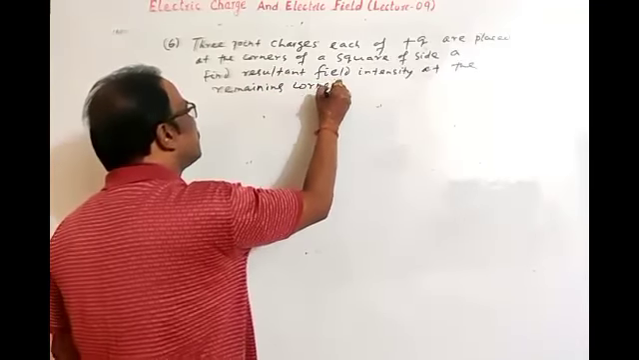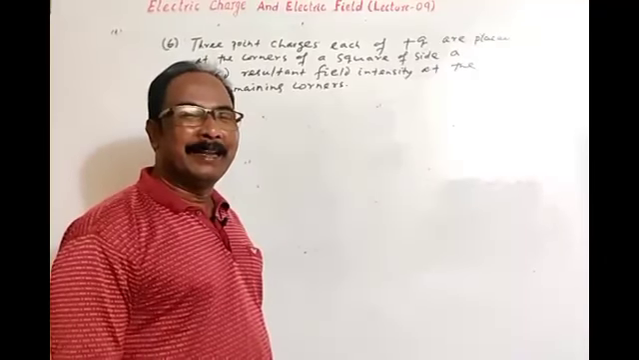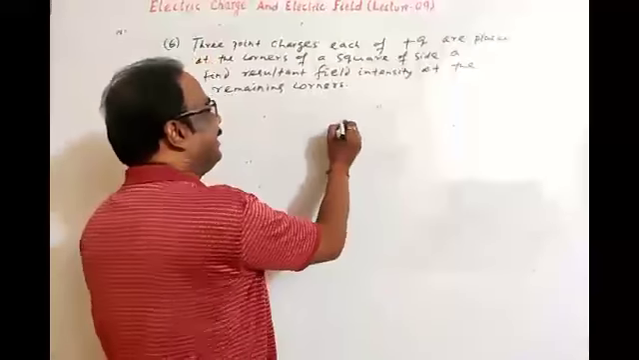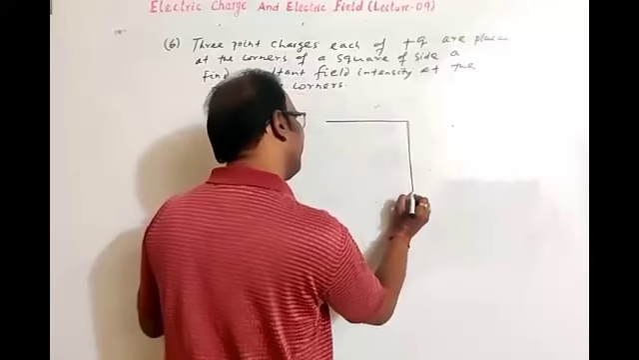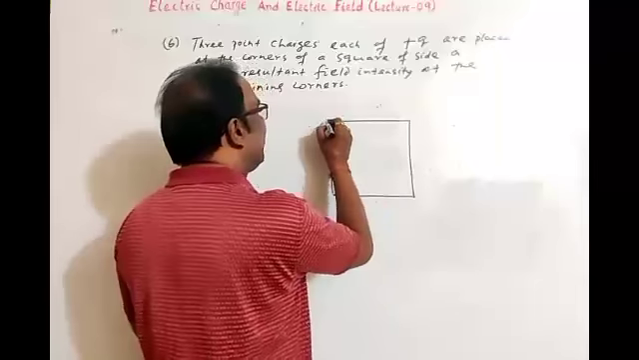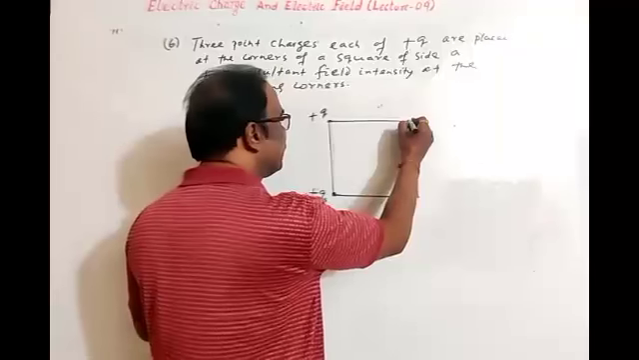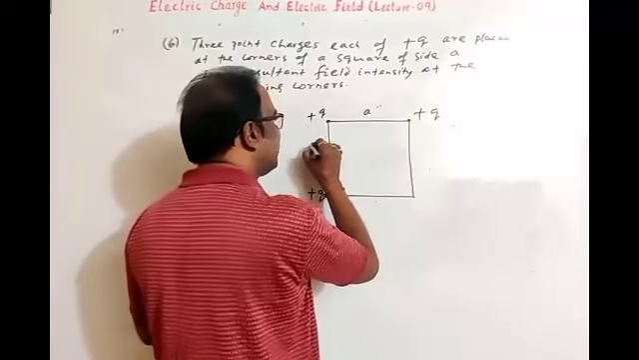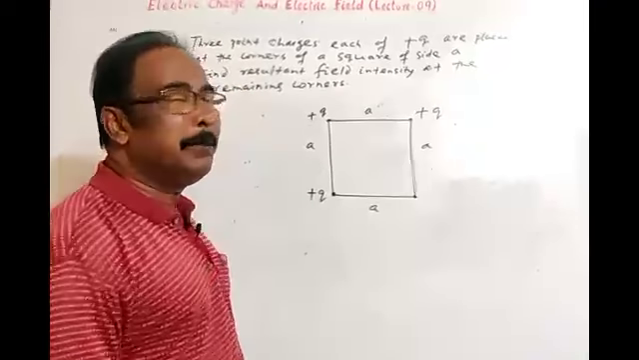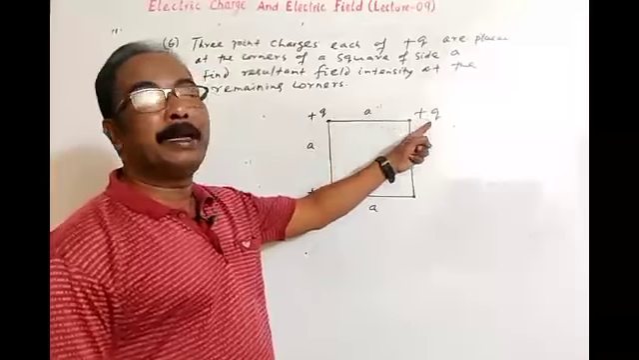All these questions come under the principle of superposition of electric field intensity, as we have discussed. Superposition effect of Coulomb's law. Let's consider this is a square. These are 3 corners. At one corner plus Q, next corner plus Q, next corner also plus Q. Side of the square is A. We have to find the resultant field intensity at the remaining corner, meaning we have to take the vector sum of field intensities at this point due to the 3 point charges.